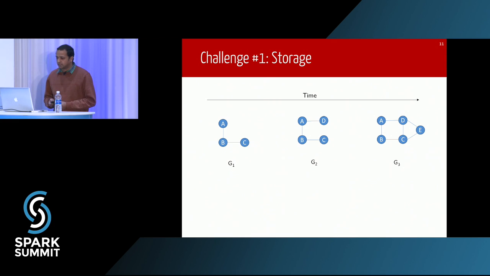But the problem here is that storing these snapshots results in a lot of storage overhead. That's because most of the graph here did not change. The 3 nodes A, B, and C remain the same across all these snapshots. So if you are storing these graphs separately, you end up storing these multiple times, and hence you incur a lot of storage overhead.